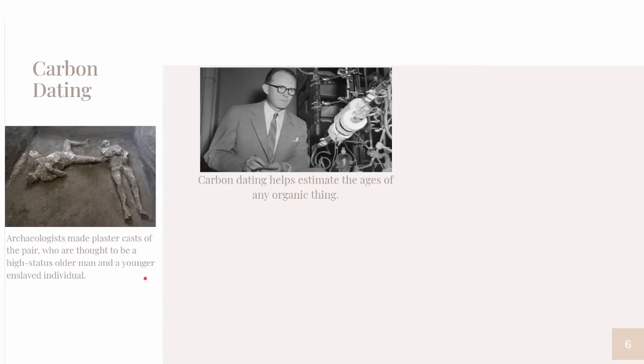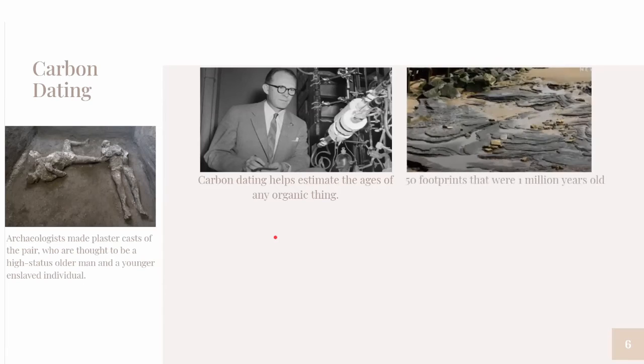Let's look at some more examples. Last year, scientists found 50 footprints stuck in the mud that were 1 million years old. How do we know that these weren't made yesterday by the neighbor's kid? How do we conclude about the timeline for something that's 1 million years and older? That's not quite as simple, but still possible.